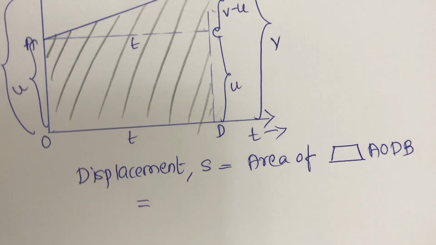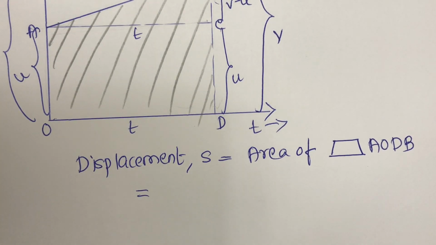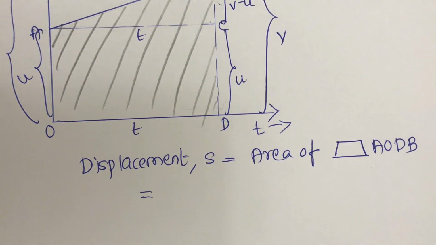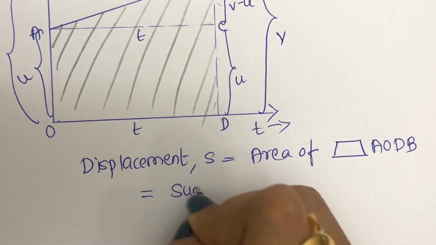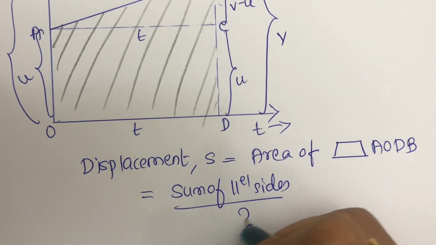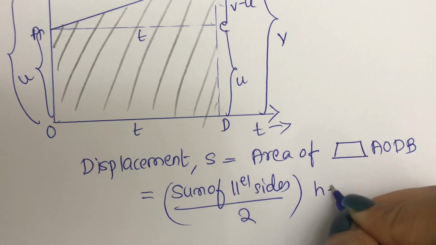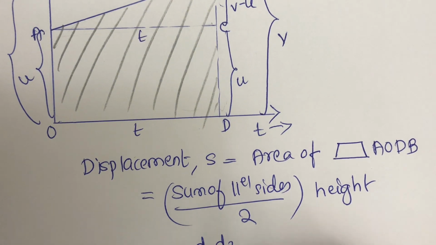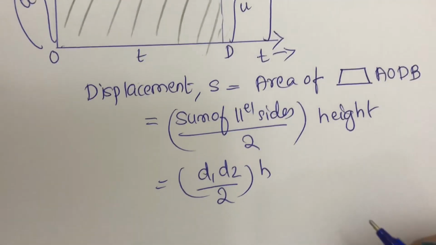So, what is the equation of area of trapezium? We have studied, no? Half (d1 plus d2) into height. So, d1 and d2 are the parallel sides. So, what is that? Sum of the parallel sides by 2 into height. That is (d1 plus d2) by 2 into height. This is the area of the trapezium.